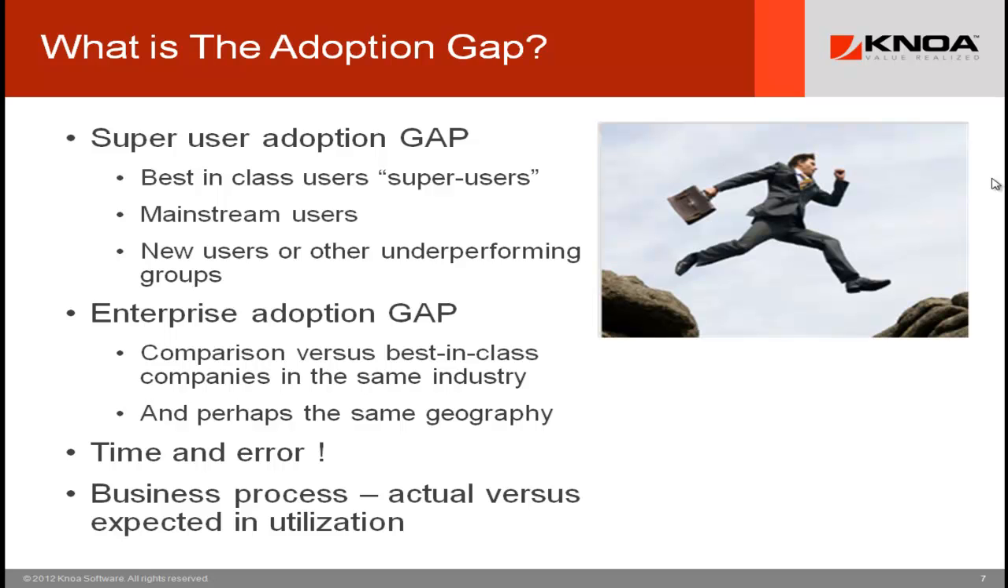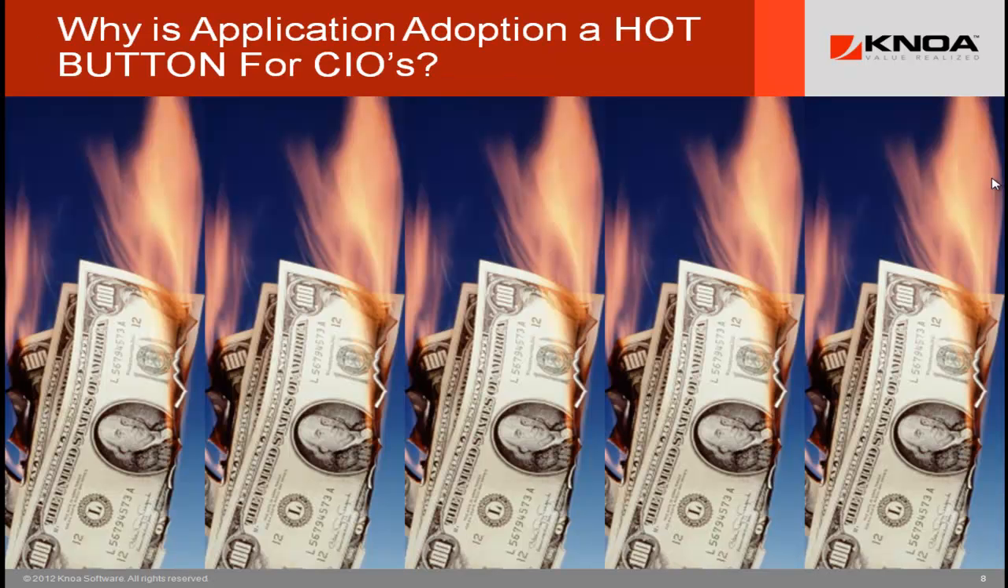In the final analysis, the adoption gap is about time and it's about error. It's about business process, what's actually happening versus what is really expected to happen. And if you said, well, this all makes sense, but why is this joining the 15 minutes of fame that is pushing it into the limelight? And the answer is that the word is out.